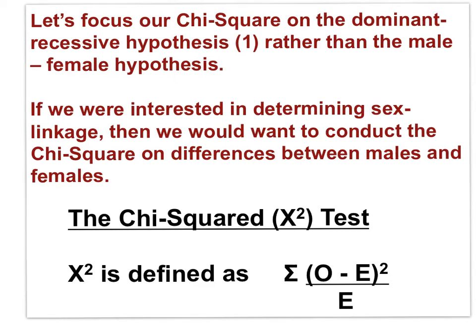If we were interested in determining sex linkage, then we would want to conduct the chi-square analysis on differences between males and females. We're looking at the F2 gray versus ebony numbers to determine if the gene operates in a Mendelian dominant recessive pattern. And here's the chi-square formula that we're going to use.